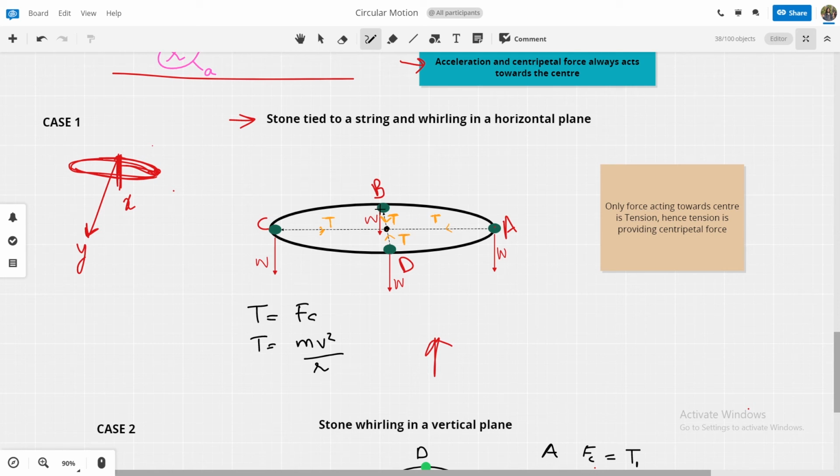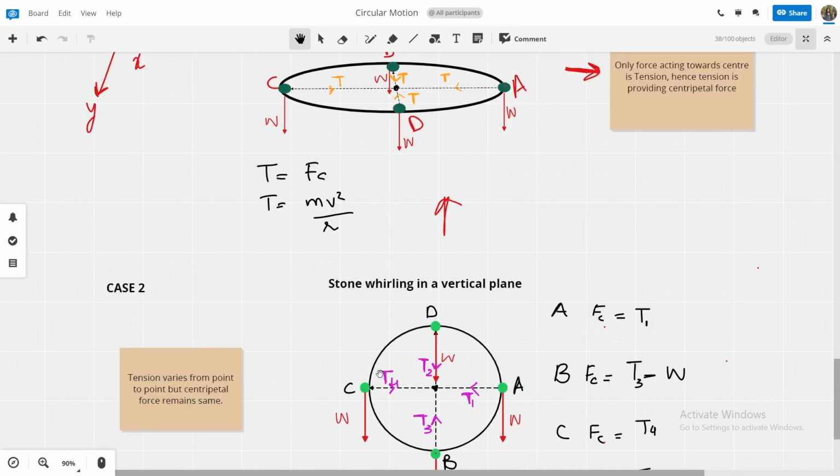Again, at B, the weight is acting in the downwards direction, but tension is present in the string. So tension provides the centripetal force. Same is the case with C and same is the case with D. So at all points, only tension is providing centripetal force since it is the only force directed towards the center. So T is equal to Fc, which is T is equal to mv square over r.